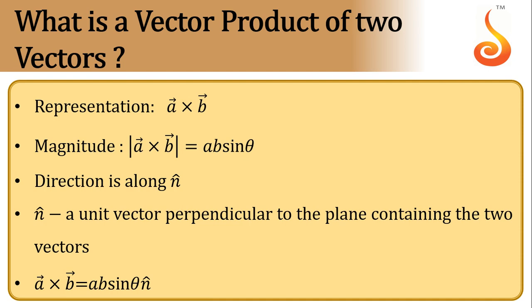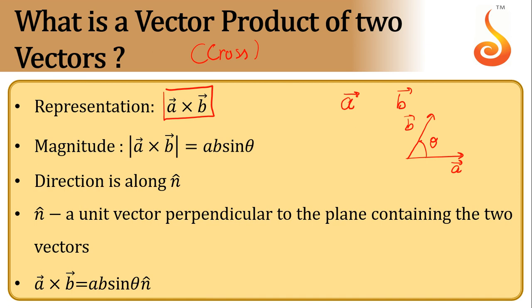What is the vector product of two vectors? Let us consider two vectors A and B. Assume that the angle between the two vectors A and B is theta. The cross product, that is nothing but the vector product, is represented by A cross B. And this has a magnitude which is equal to AB sine theta.